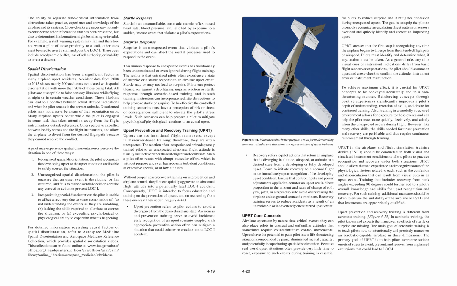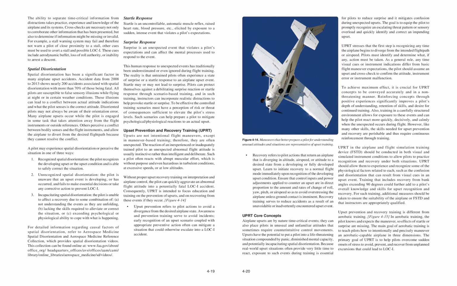Consequently, UPRT is intended to focus education and training on the prevention of upsets, and on recovering from these events if they occur. Figure 4-14. Upset prevention refers to pilot actions to avoid a divergence from the desired airplane state. Awareness and prevention training serve to avoid incidents. Early recognition of an upset scenario coupled with appropriate preventive action often can mitigate a situation that could otherwise escalate into a loss-of-control accident. 4-19.